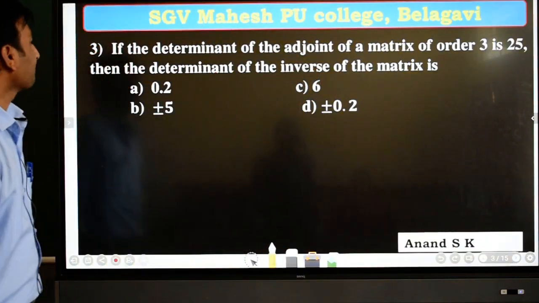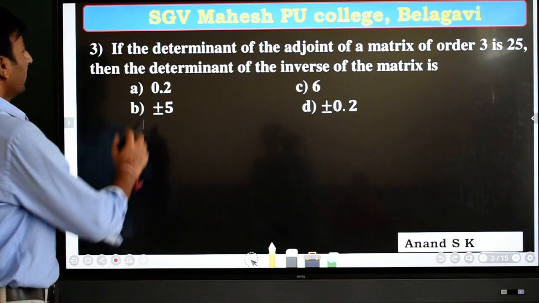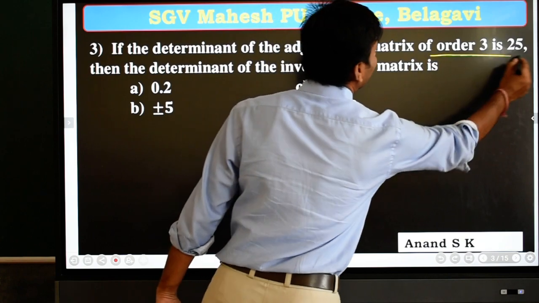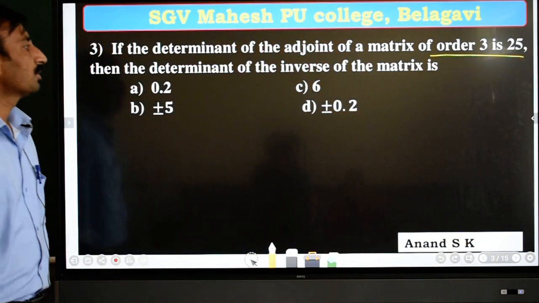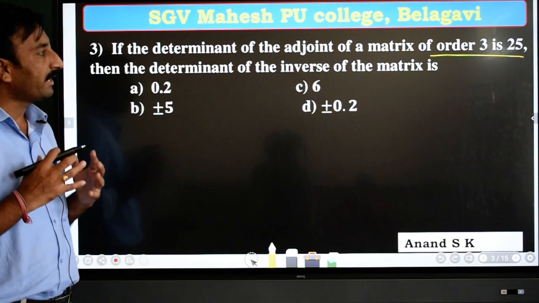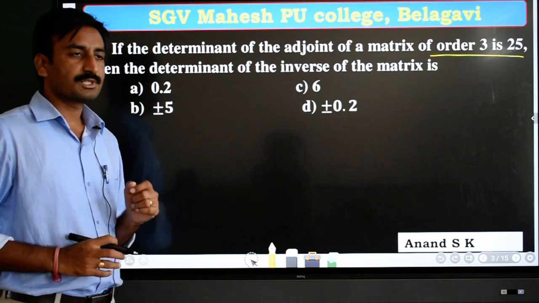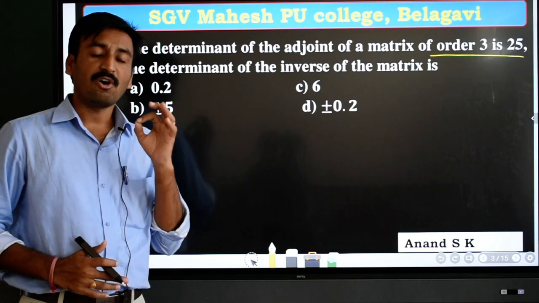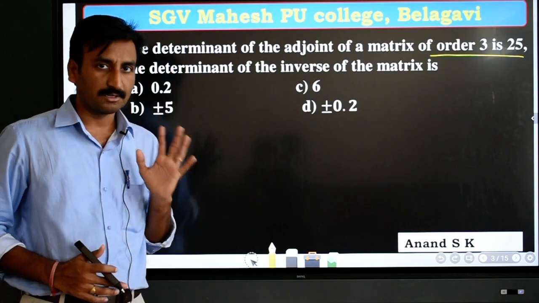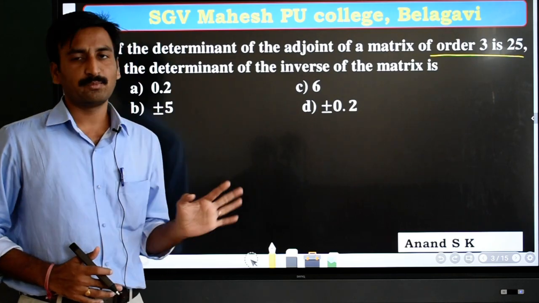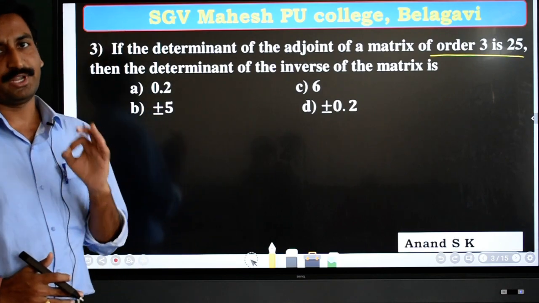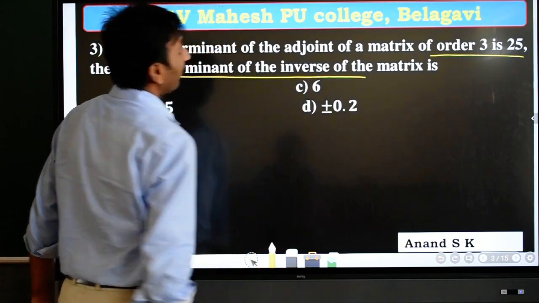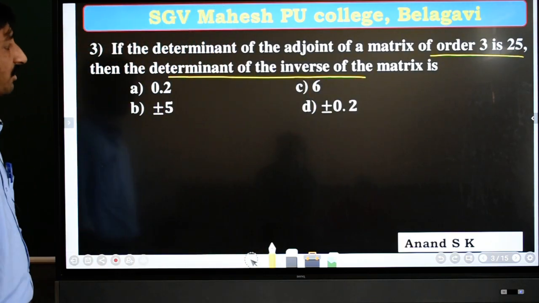So next question, it's very simple. If the determinant of the adjoint of a matrix of order 3 is 25. So you have to remember what is order, because most of the formulae which come in the determinant all depend on the order of a matrix or order of the determinant. Order plays a very important role. That's the reason you need to take care of order. And then they are asking for us, what is the determinant of the inverse of the matrix?